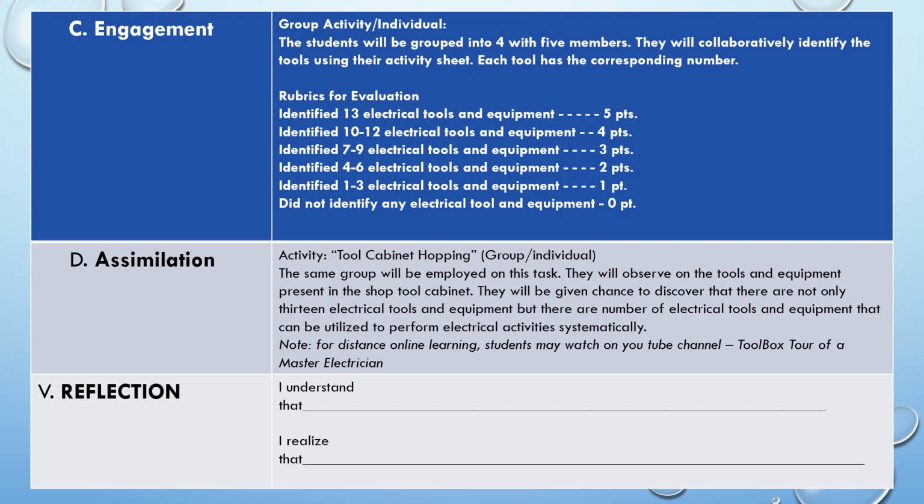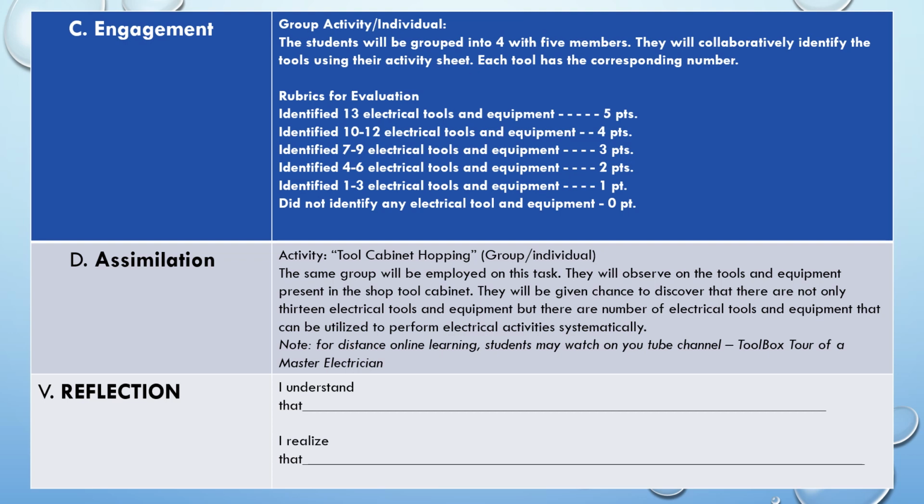And for letter D, we have the assimilation. Under this, we also have an activity: Tool Cabinet Hopping. The instruction is that the same groups will be employed on this task. They will observe the tools and equipment present in the shop tool cabinet. They will be given a chance to discover that there are not only 13 electrical tools and equipment, but a number of electrical tools and equipment that can be utilized to perform electrical activities systematically. There are also YouTube channels.